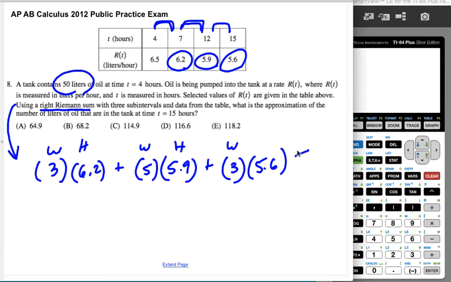So this is how much was gained, this total amount. These are the gains from 4 to 15. So the big trap here is you want to make sure you don't forget that 50 liters, because you're starting at 50 liters.